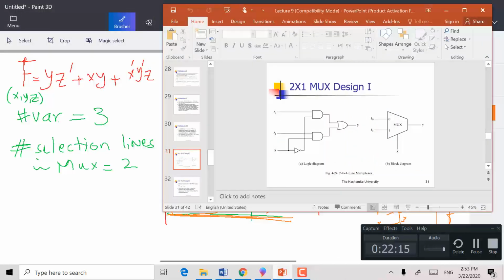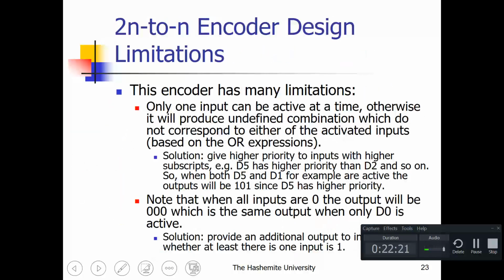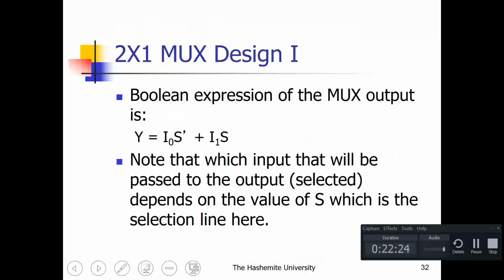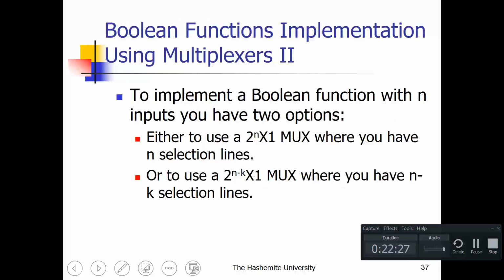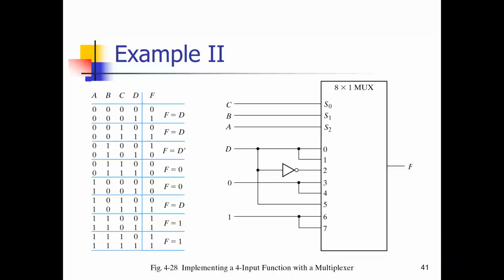Your notes also have another example where we are having a function F of 4 variables, number of variables equals 4, and we have an 8 by 1 multiplexer, so the number of selection lines equals 3.